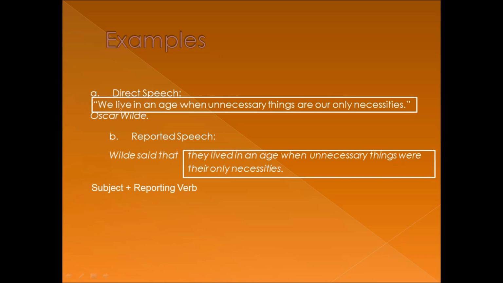Let's look at the direct speech sentence. Here we have two verbs, live and are. Both of these verbs are in present simple, therefore they become past simple. Live becomes lived and are becomes were. The other things that we need to transform here are the pronouns. We becomes they and our becomes their.